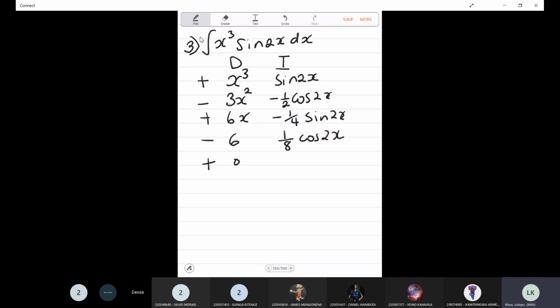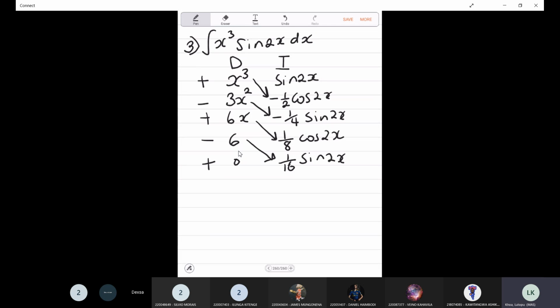This last row is positive. And then the integral of 1 over 8 cos 2x is 1 over 16 sine 2x. Okay, and with your integrals, you can check, differentiate this, you should get this one, differentiate this, you should get that one, differentiate this one, you should get that one, and so on. So we've gotten to the 0, that tells us we need to stop, and then our answer is just these terms like that.